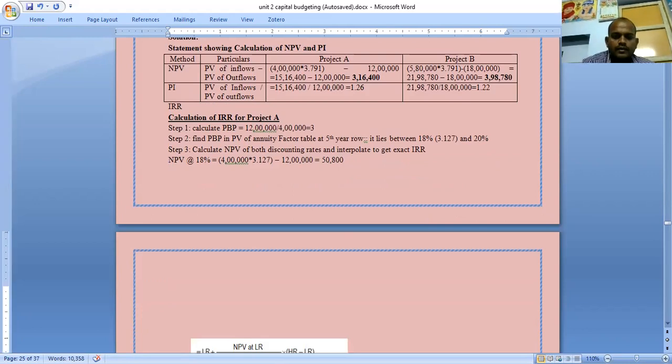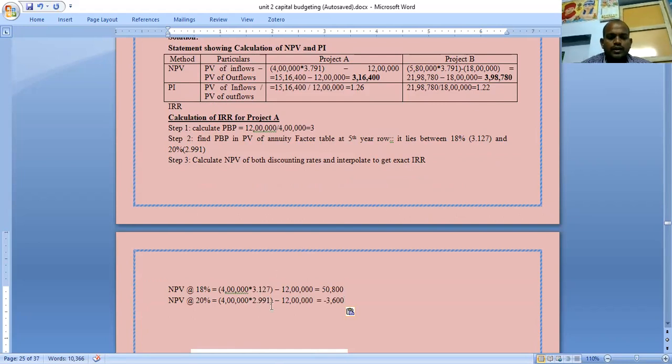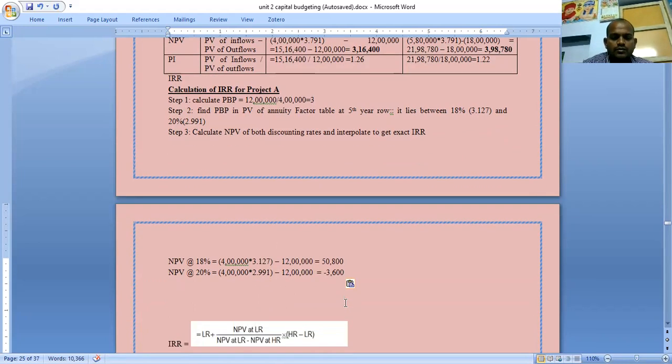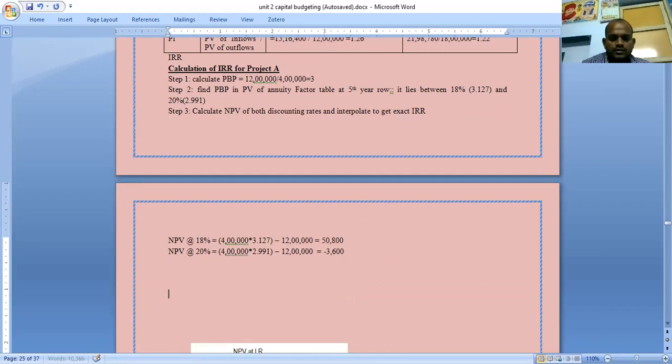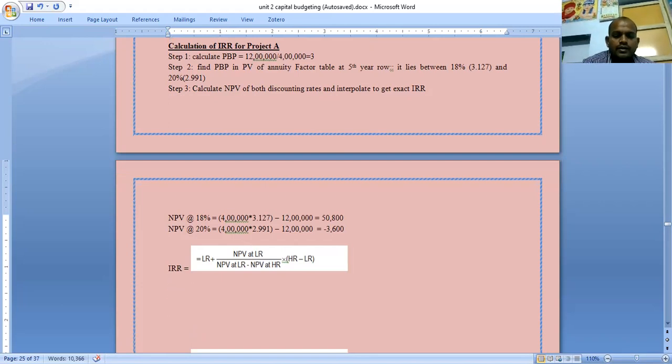NPV at 20%. So at 20%, PV factor is 2.991. So NPV at 20%, 4 lakhs into 2.991 minus 12 lakhs. So it comes around minus 3,600. So now we have to calculate the IRR to interpolate these two percentages.